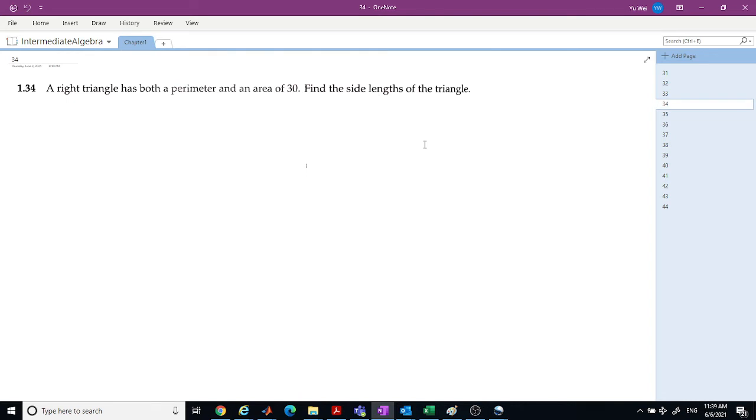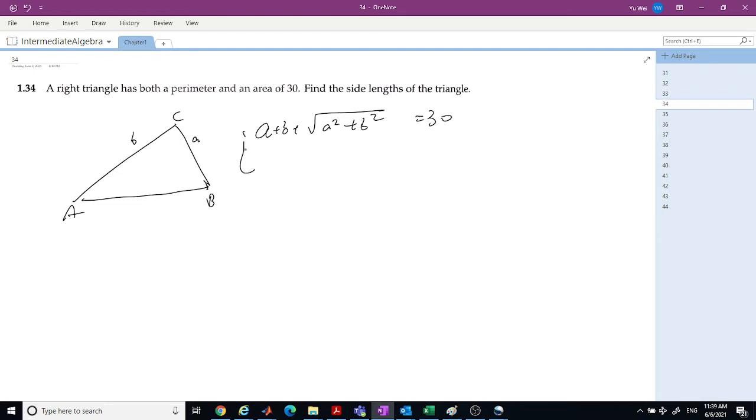Next, we have a triangle that has both a perimeter and an area of 30, okay? So we have a right triangle. Let's see, it is ABC. We have the legs a and b, right? The perimeter is a plus b plus the square root of a squared plus b squared equals 30. Okay, then the area is 30, so half of a times b is equal to 30. This is equivalent to ab equals 60.